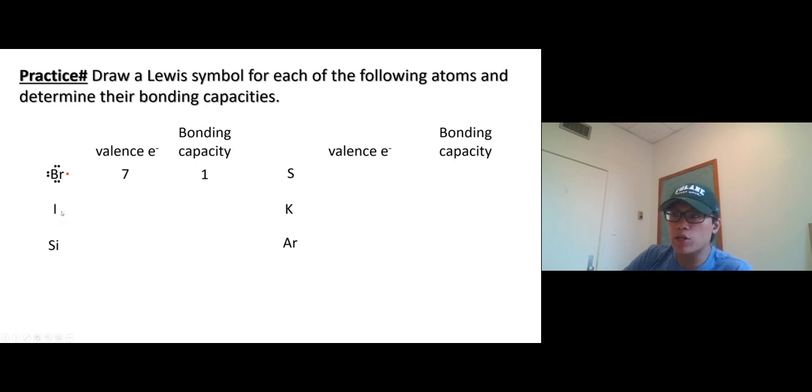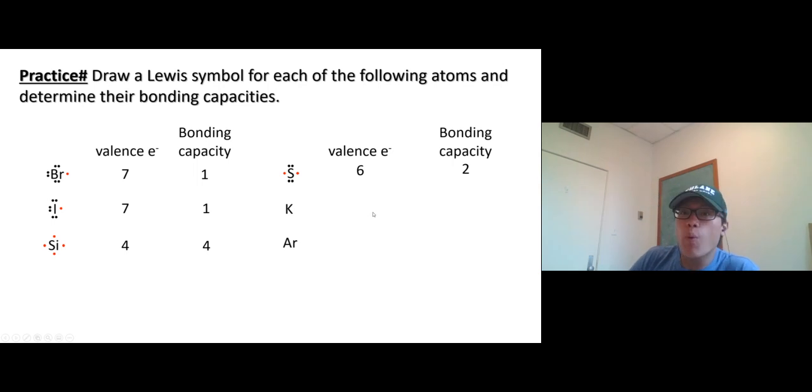Iodine, same thing, group 7, so 7 valence electrons. Bonding capacity is just 1. It needs 1 more electron to become an octet, so 1 unpaired, and the rest lone pairs. Silicon is right below carbon, so group 4. The bonding capacity is 4, which means silicon needs 4 unpaired electrons around it, and each one will form 1 bond. Sulfur, group 6, has 6 valence electrons and needs 2 more to become an octet, so the bonding capacity is 2. Sulfur will need 2 unpaired, and the rest are lone pairs.